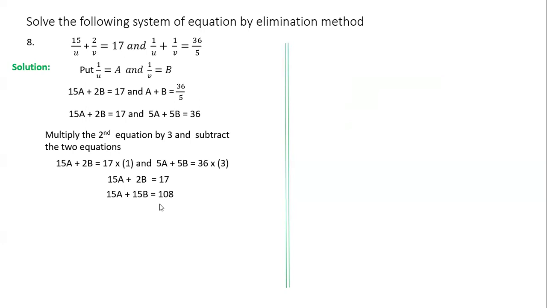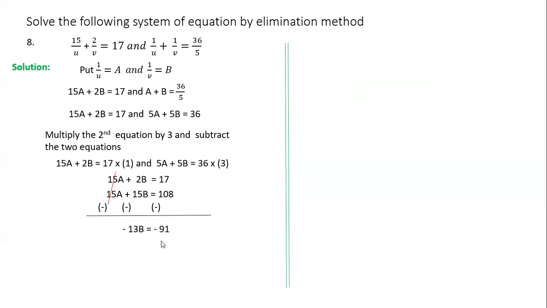Now what I am going to do, I am going to subtract it. By subtracting, the signs change. Sign, sign, sign. Subtracted, this cancels. 2 minus 15 is minus 13 is equal to 108 minus 17 is 91. This number is greater, it's having a negative sign, so it will be minus.